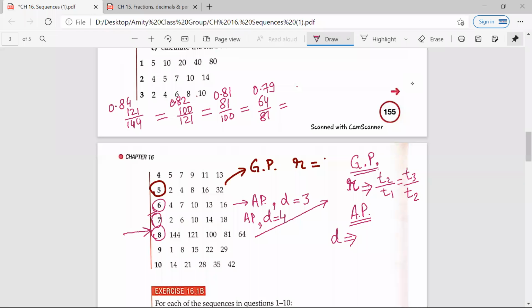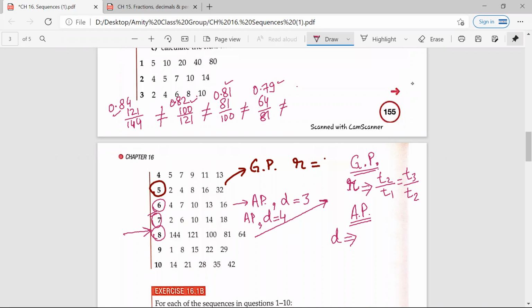So what we have done is we used a calculator. We saw 121 by 144 is equal to this. This is 0.82, this is 0.81, this is 0.79. So Sanviji, what do you think? Is it a GP still? No, it's not a GP because they are not equal.